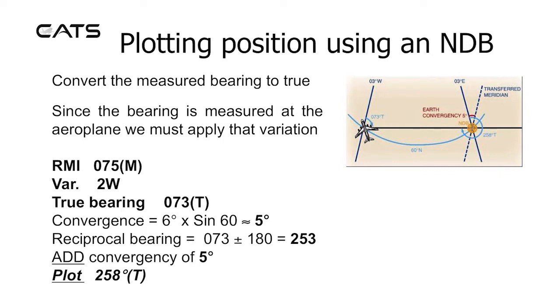Convergence is 6 degrees. That was the difference in longitude from 3 degrees west and 3 degrees east. And the latitude was 60 degrees north. So take the sine of that and get an approximate answer of 5 degrees of convergency. The reciprocal bearing will be 073 plus or minus 180 degrees, which is 253. Add the convergency of 5 degrees that you just calculated, and you'll be able to plot 258 true.